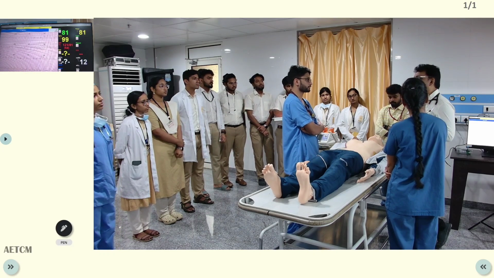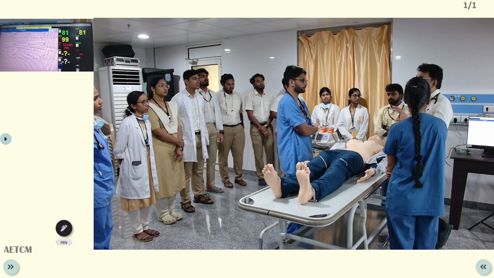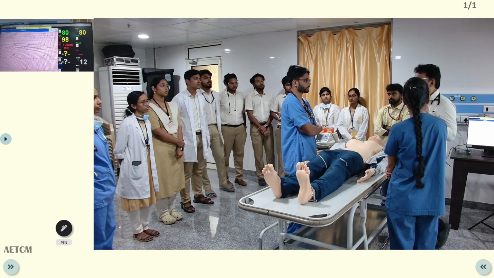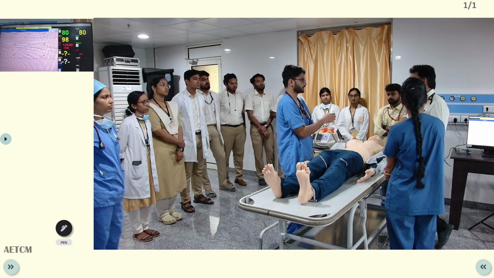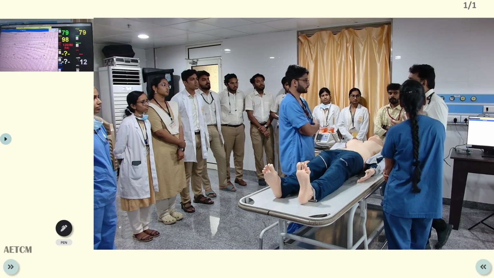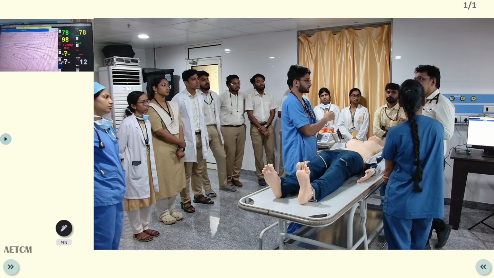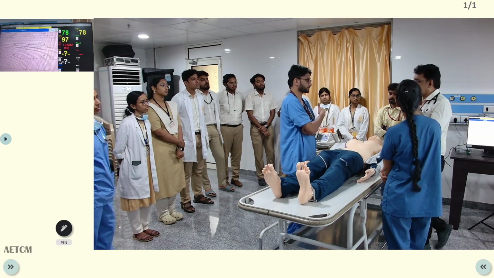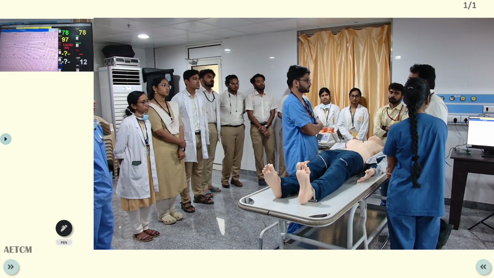What is the difference between VT and Torsades de pointes in a rhythm strip? VT is a wide complex rhythm, either positive or negative. Torsades de pointes is alternating, twisting around the axis. So some complexes will be positive, some will be negative. What is the treatment difference?